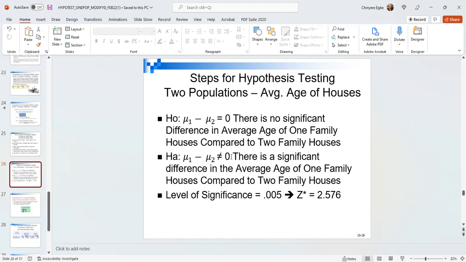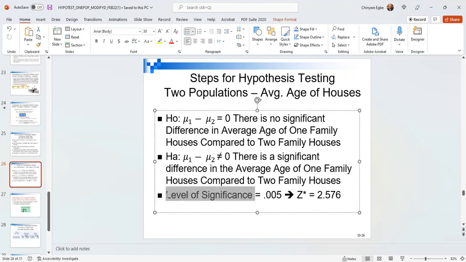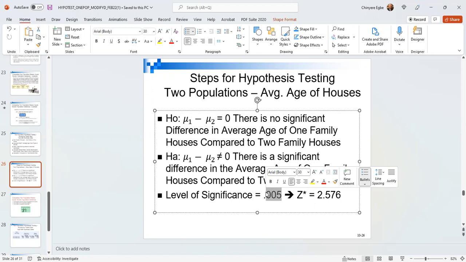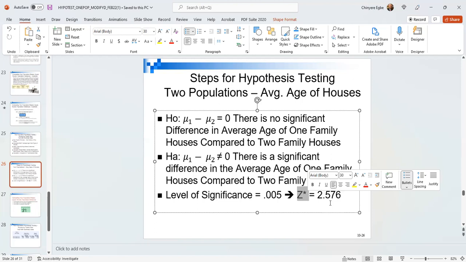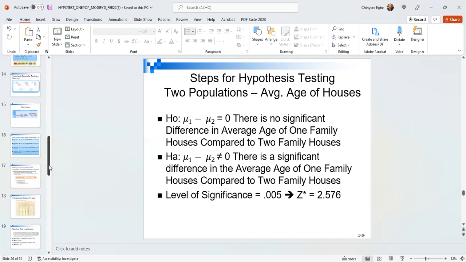Once you set up the null hypothesis, then you select a level of significance that you would test at. Remember that. You always select a level of significance that you would test your hypothesis at. So we select 0.005. This selection is entirely up to you, okay? The selection of the level of significance is entirely up to you. It could be 0.01, it could be 0.025, okay? And once you select the level of significance, you also identify the critical z-value. I hope you remember from last time we talked about the critical z-value.